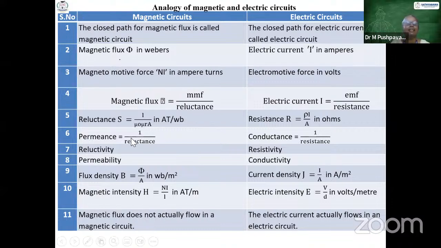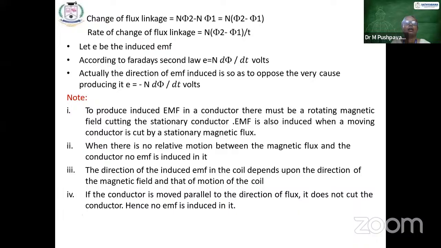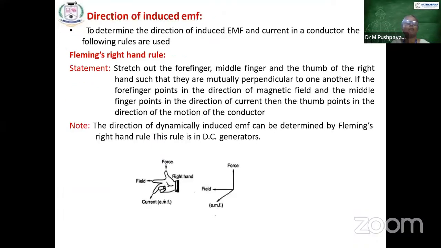We are comparing the reluctance. Permeance means reciprocal of reluctance. Now you have to understand that the property of resistance is to oppose the flow of current. The property of reluctance is to oppose the flow of flux. Okay, so I think these are the important comparisons. This is one of the important questions.